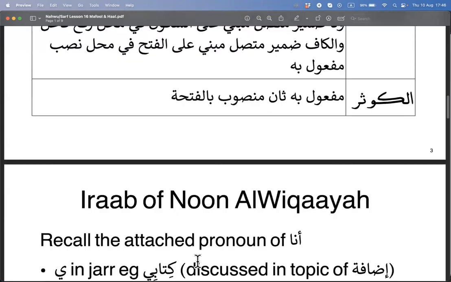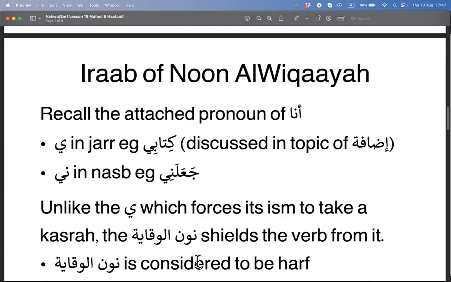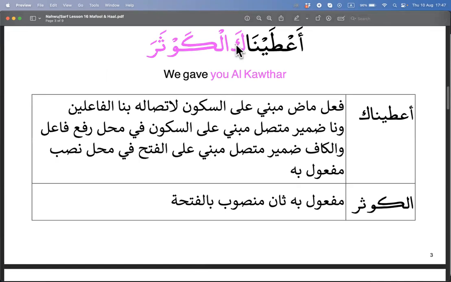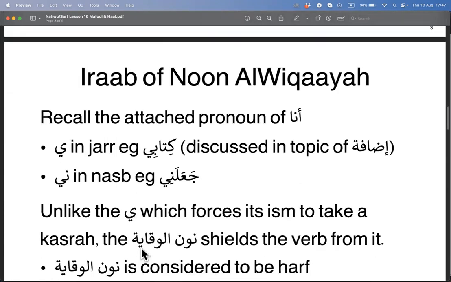Now, this is something new today. The irab of Nun Wiqayah. So remember, Ana, what's the nasab and jar version? Yes, it's the ya. So in our pronoun chart, we said ya and ni. Ya is jar, ni is nasab. But actually, this ni is still ya. So this noon here is called noon al-wiqayah.